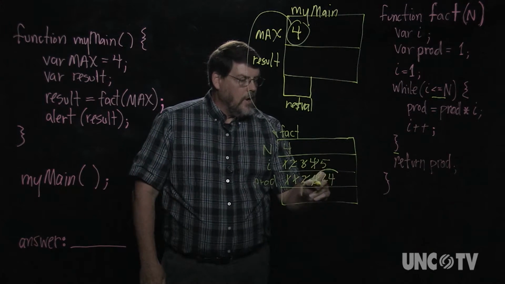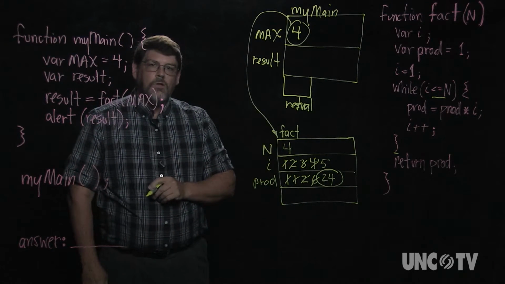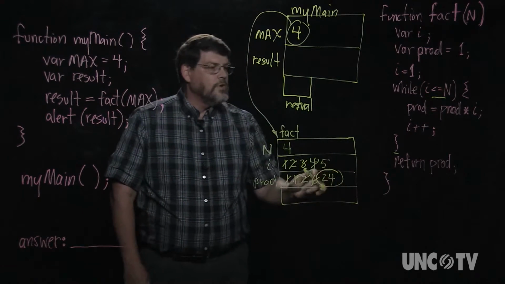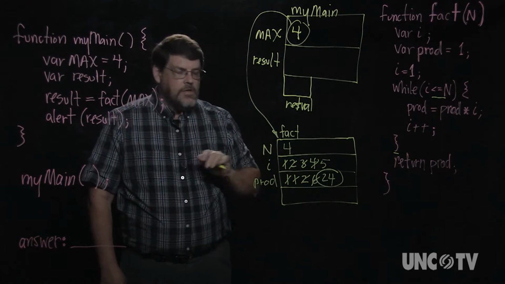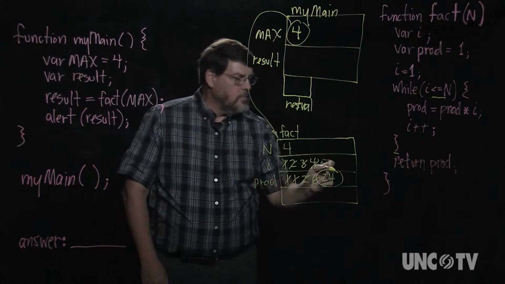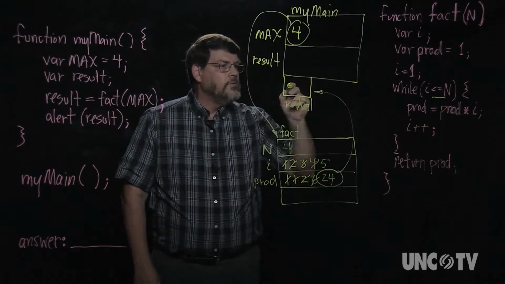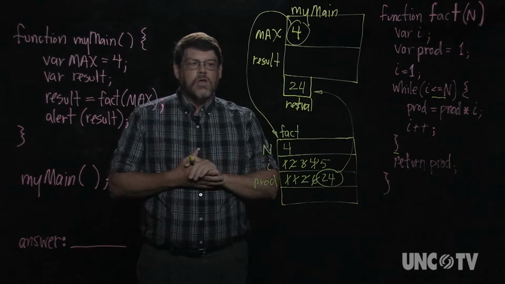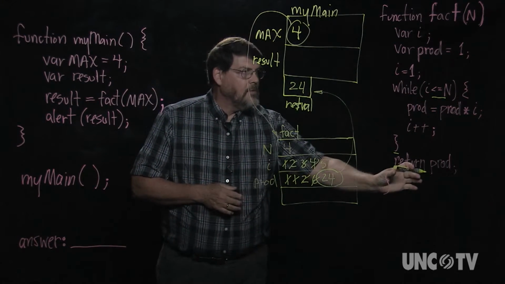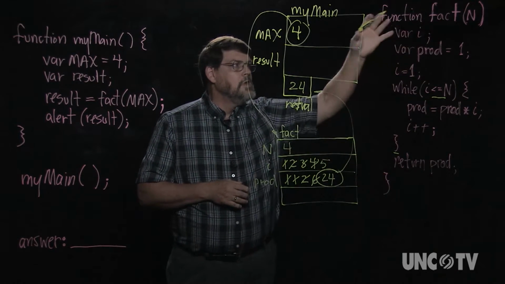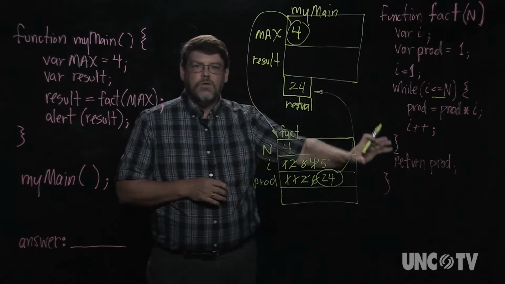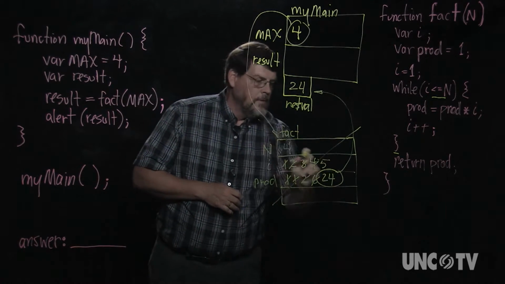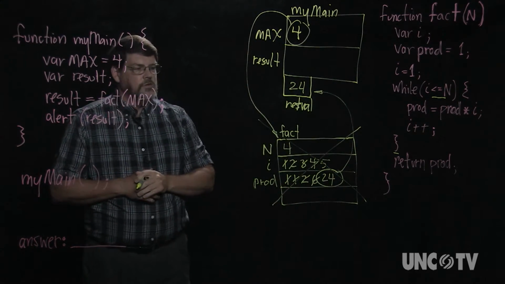I'm going to go to prod. Its current value is a 24. Return says, take that value 24 and stick it in this hidden location back in the other memory map. And so we're going to do this, and we now have a 24 sitting here in the return location. The return statement also functions in our execution to say that this is done and we no longer need the memory map that we were using to execute that program.